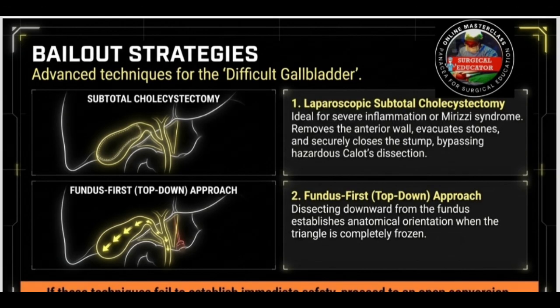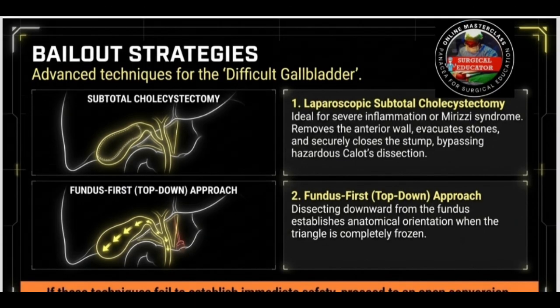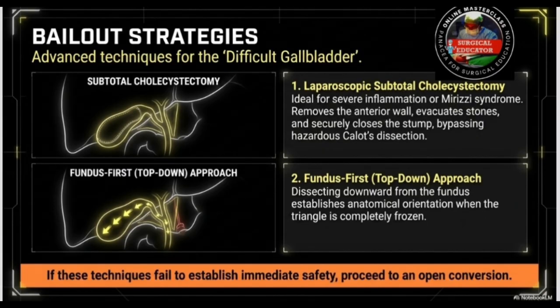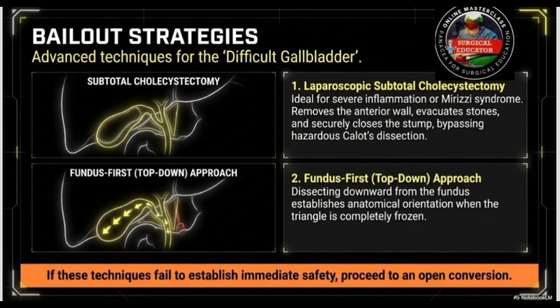Dissecting downward from the fundus. How does flipping the map help? Standard technique starts at the bottom triangle. If that's a dangerous mess, you reverse it. The fundus is the dome, furthest from the ducts. You peel it downward off the liver. It acts like a flag, gradually exposing the structures from behind.